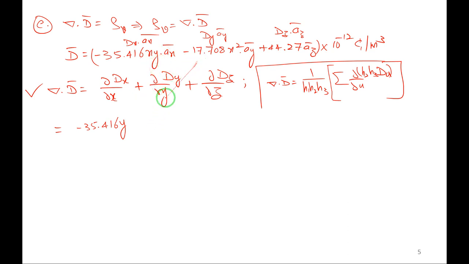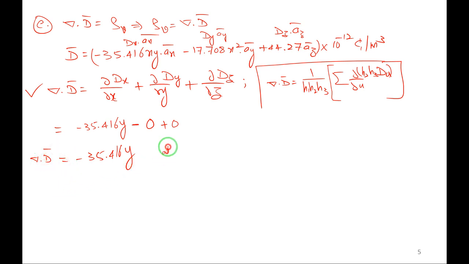next second term, differentiate with respect to y, this is Dy. With respect to y this will be 0, because only Dy is having x term, right? This is constant, so this will be 0, second term will vanish. The next, come to the third term, this is once again Dz constant, so this will be 0 once again. So what I am getting? Minus 35.416y, right? This is del dot of D vector, but what I want is rho v at point P.